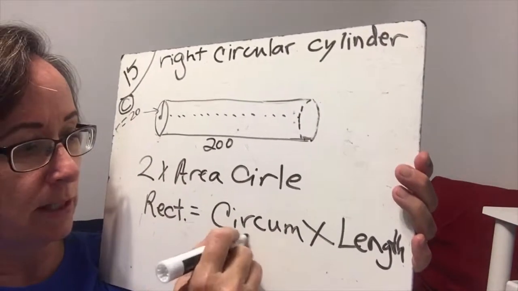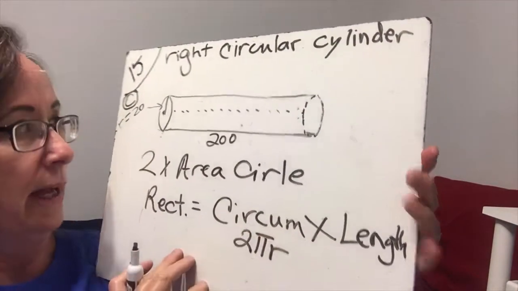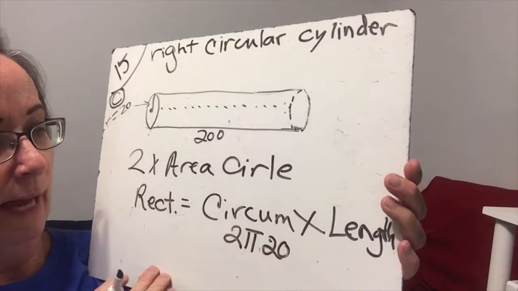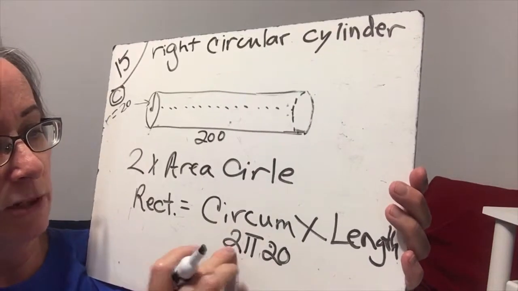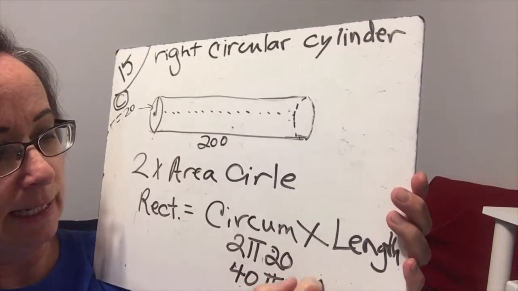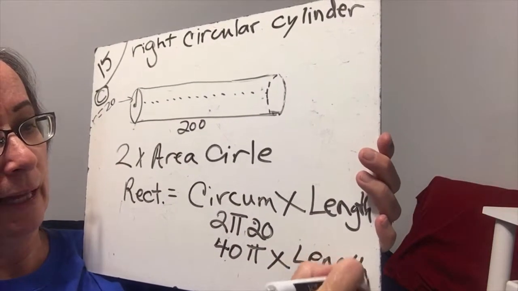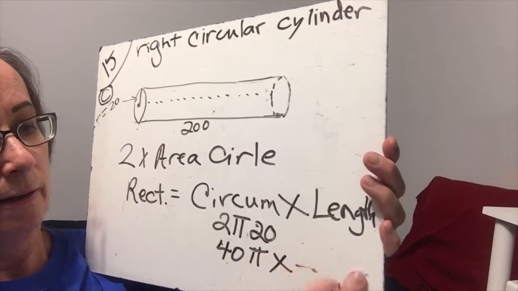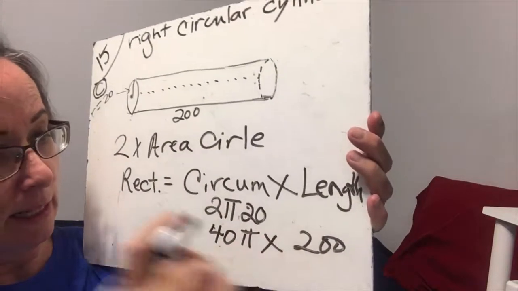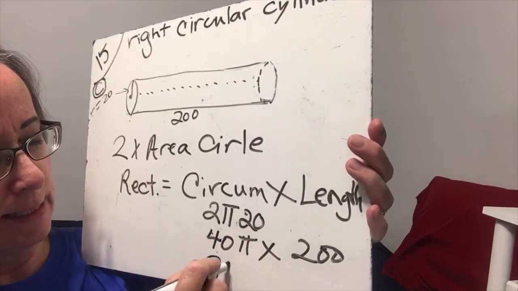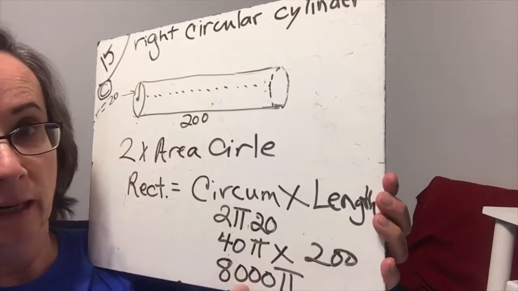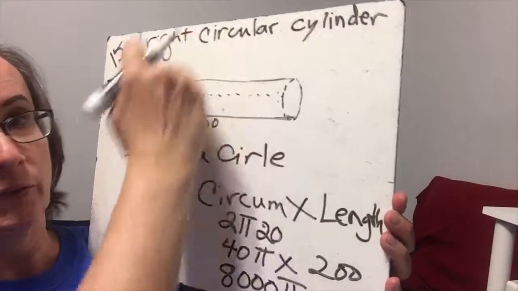Remember, the circumference is 2 pi r, and the r is 20, so let's take the 20 there. Okay, and then 2 times 20 is 40, so we have 40 pi times the length, and the length is 200. And 40 times 200 is going to be 8000 pi. Okay, so that's the area that is the lateral surface area.